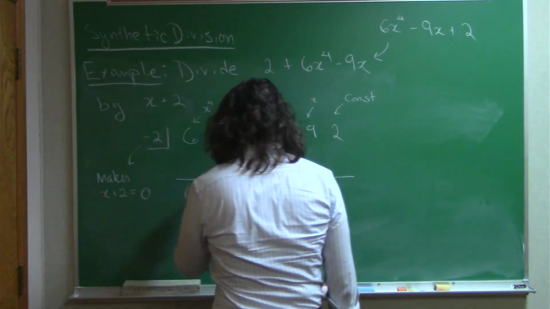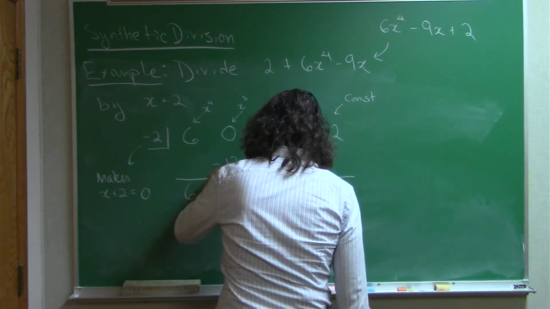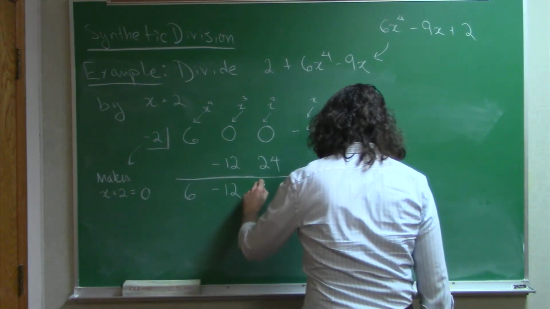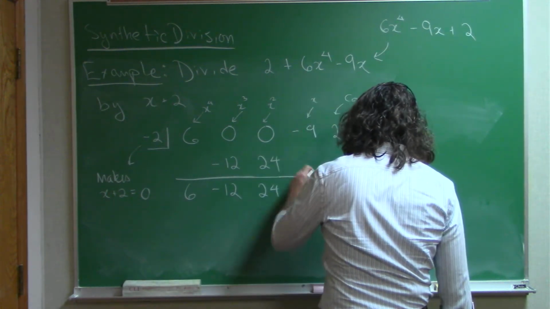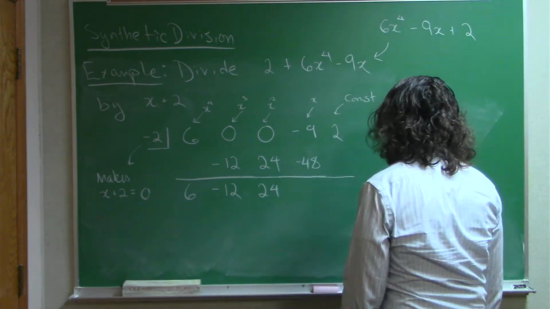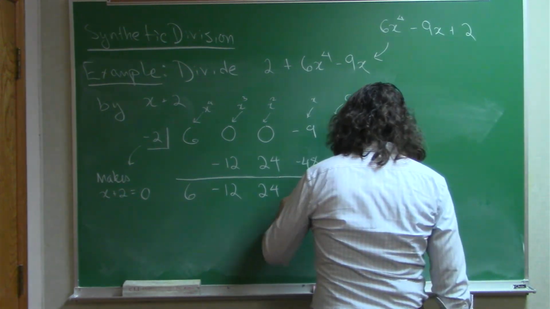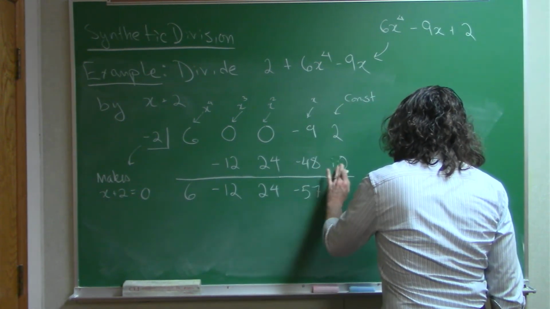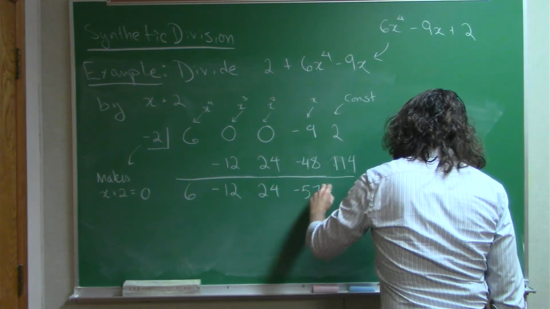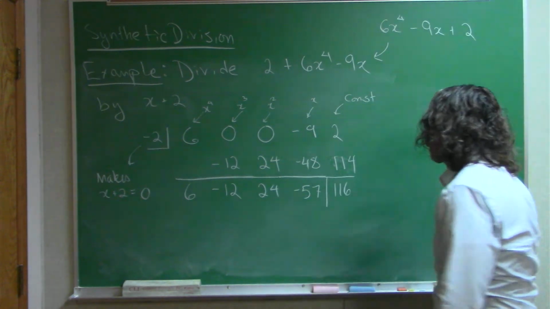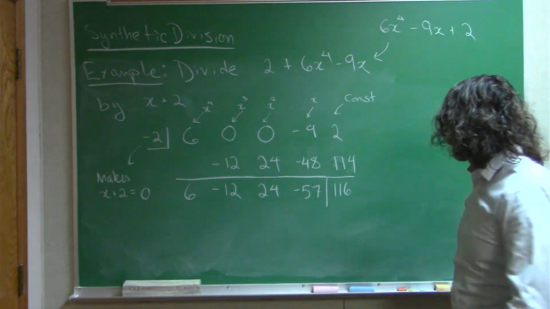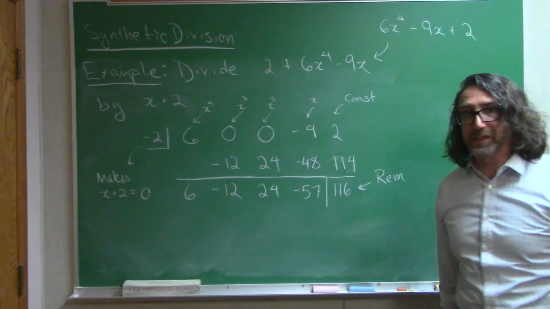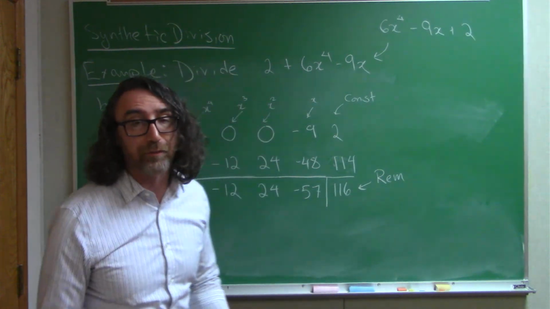All right, so now we go to town using the synthetic division process. Whatever's here, drop it down. 6, multiply by -2, -12, add: -12. Multiply by -2 for a 24, add for a 24. Multiply by -2 for a -48. Add these guys: -57. Multiply: 114. Add: 116. Okay. So my remainder is 116. So this division did not come out evenly like the last one did.